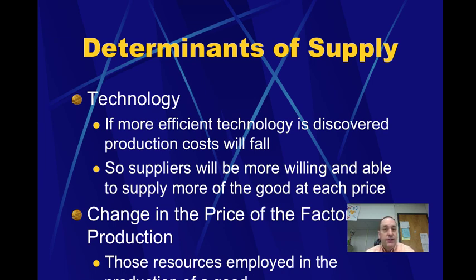Maybe it's all of a sudden easier to screen print shirts. Maybe it's easier to produce microchips or iPads, whatever. That would increase the amount of goods or services that people or businesses are willing to supply.